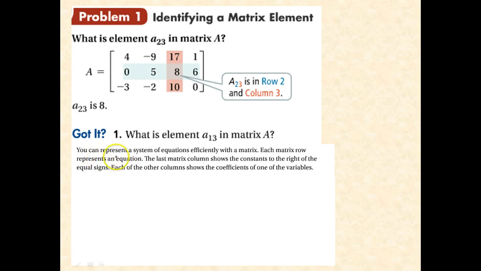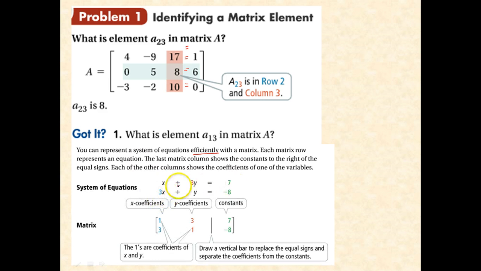Alright, so you can represent a system of equations efficiently with a matrix. Each matrix row represents an equation. So this row would represent an equation. The last matrix column shows the constants to the right of the equal signs. So the equal sign would be right in between here.